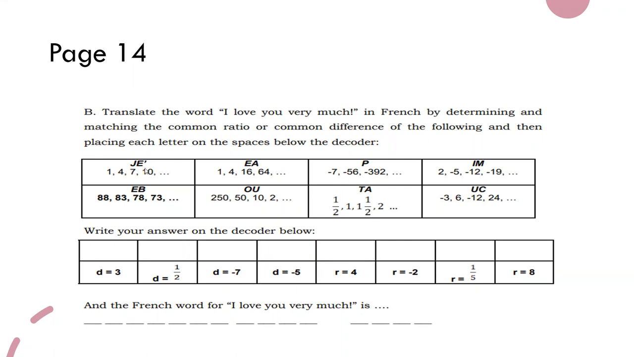D equals 3 ito. Alin kaya dyan ang D equals 3, which is arithmetic na and may common difference na 3. Example, kung ito ay J, E prime, so ilalagay mo dito, J, E prime. Then may mabubuo ka dyan French word for I love you very much using those letters. Okay? So, isusulat mo sa baba yung French word for I love you very much.